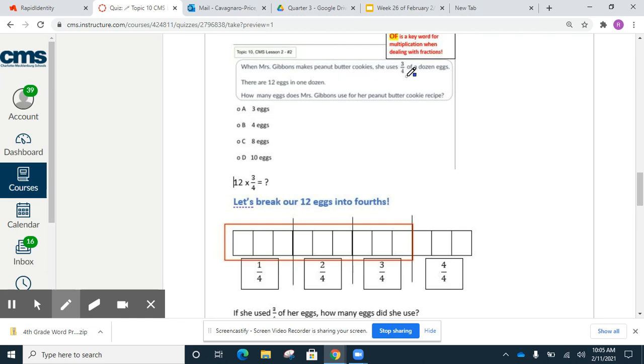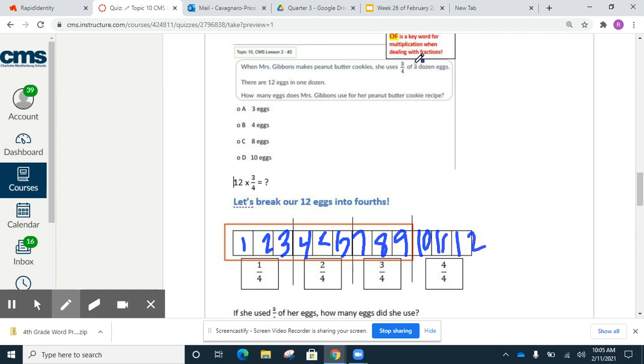Okay. Question 2 is very similar. Mrs. Gibbons makes peanut butter cookies. She uses 3/4 of a dozen eggs. There are 12 eggs in 1 dozen. So I wrote my 12 eggs out again. 1, 2, 3, 4, 5, 6, 7, 8, 9, 10, 11, 12. I've got my 12 eggs.